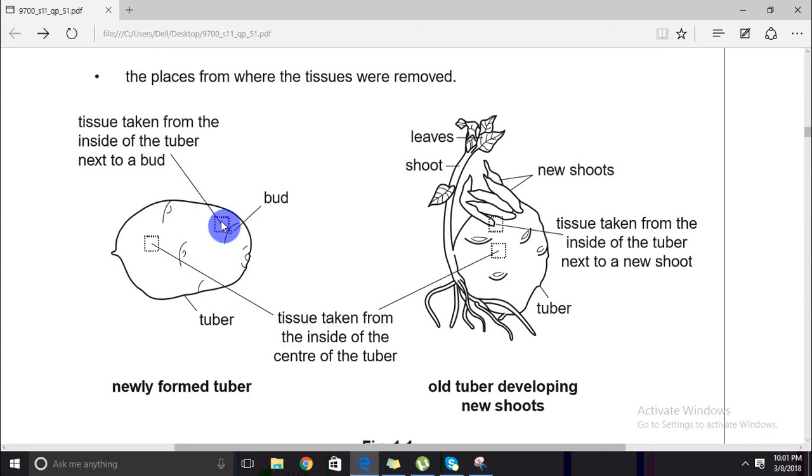So one sample was taken from the inside of the tuber next to a bud, and one was taken from the inside of the center of the tuber. And they're basically the same places for the other one, because tissue is again taken from the inside of the center of the tuber, and tissue is taken from the inside of the tuber next to a new shoot, because it is from the bud that a new shoot emerges. So they're basically the same places.